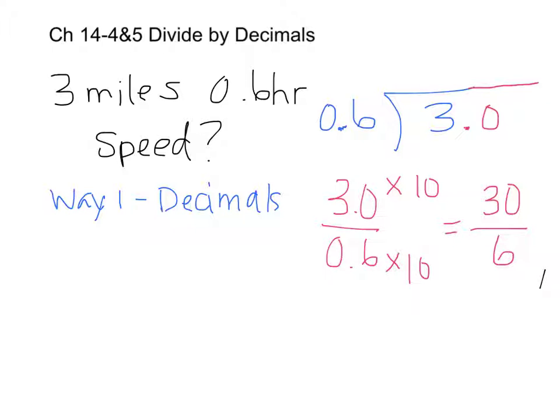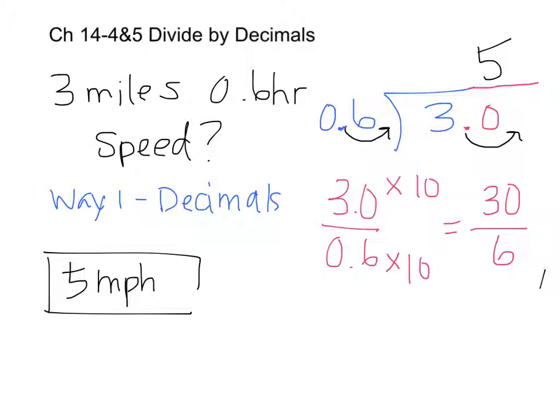So now, as you can see here, I'm moving this decimal over 1, moving this decimal over 1. So my problem now becomes 30 divided by 6. And I know that 30 divided by 6 is 5, right? So my answer is 5. So her speed is what? 5 miles per hour. 5 mph is my answer.